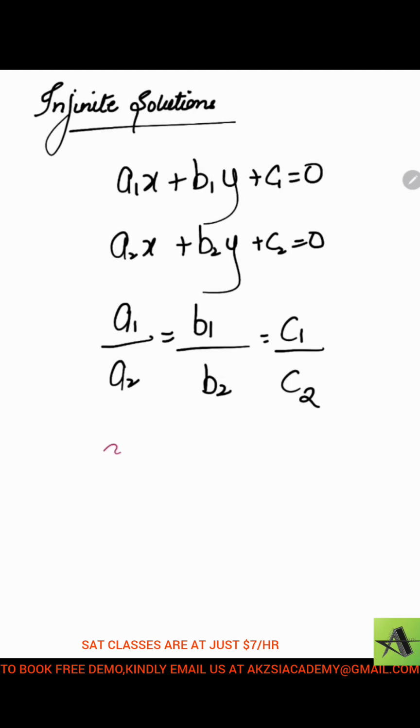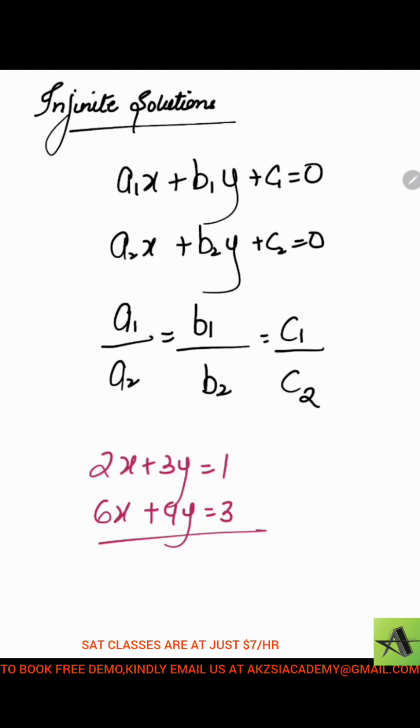Take an example of this one, which is 2x plus 3y equals 1, and this is 6x plus 9y equals 3. Now let me find the ratios. It's 2 over 6, it's 3 over 9, and 1 over 3. That simplifies to 1 over 3, 1 over 3, and 1 over 3, which clearly are equal to each other. So this is definitely a case of infinite solution.